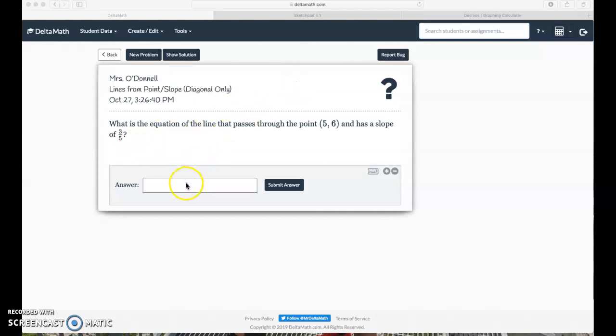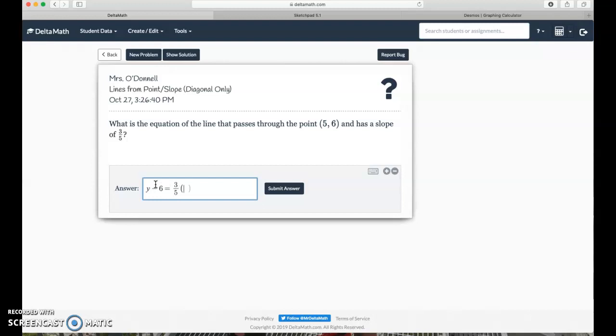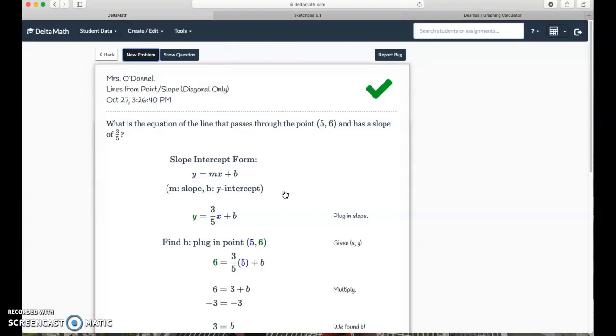Well, the nice thing about this is that we really could just use point slope form without having to do much math at all, right? So point slope form is y minus my y coordinate, which in this case is 6, and then my slope, which is 3/5, times, in parentheses, x minus my x coordinate, which is 5. Let's see if Delta Math likes it.